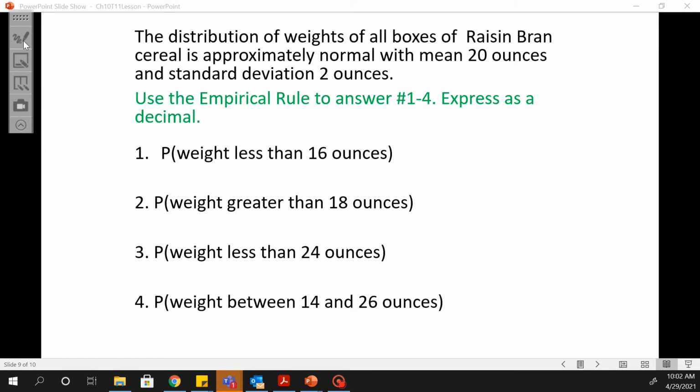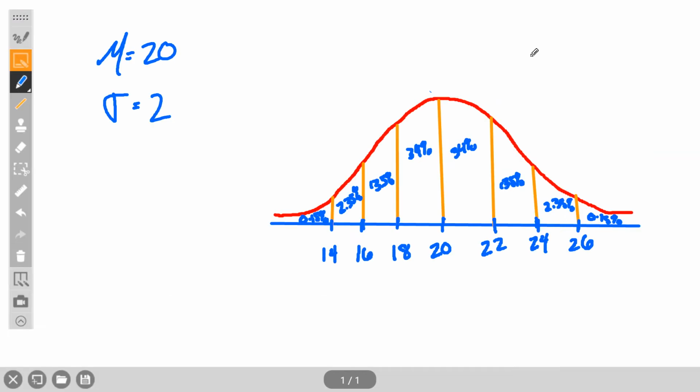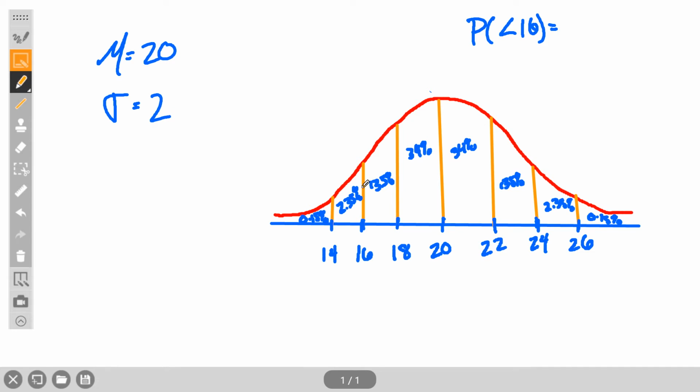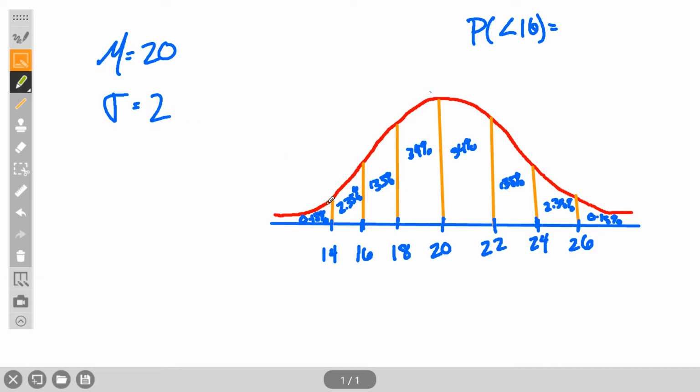So we want to know the probability that the weight is less than 16 ounces. So the probability less than 16. Okay, so let's look at our curve. We're looking for the probability of it being less than 16. So we just need to look at the curve where it's less than 16. All the probabilities where it's less than 16.